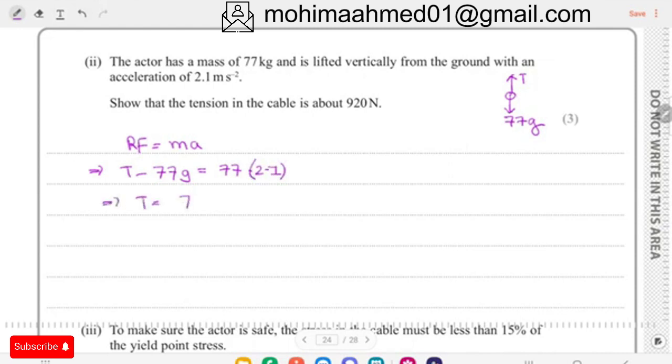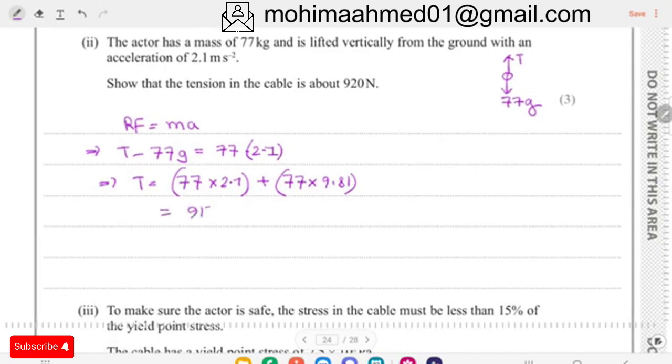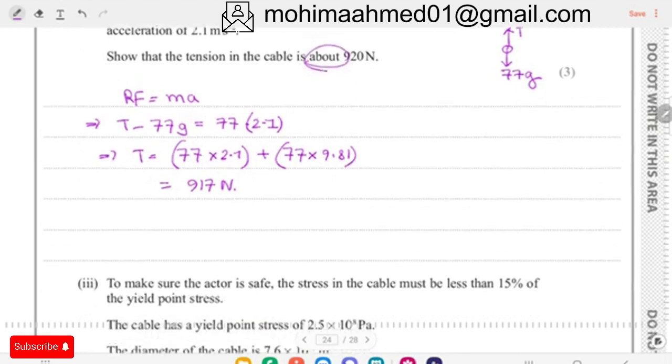So it will be 77 multiplied by 2.1 and then added to 77 multiplied by 9.81. If we calculate this, you get 917 newtons, which is approximately 920, but you could just write 917 because they are also talking about approximate values.